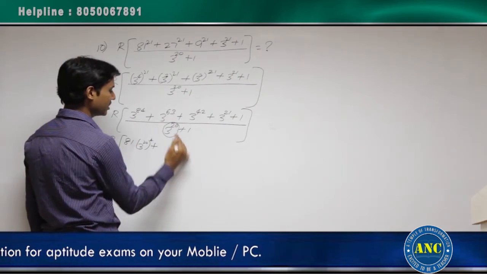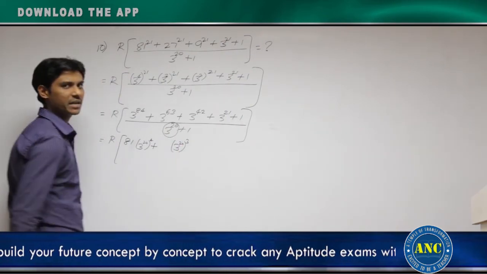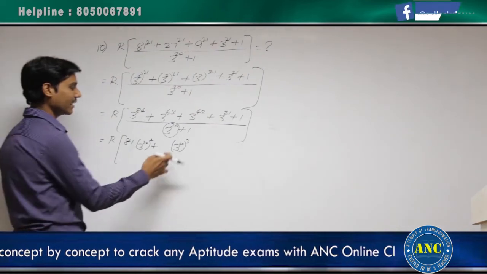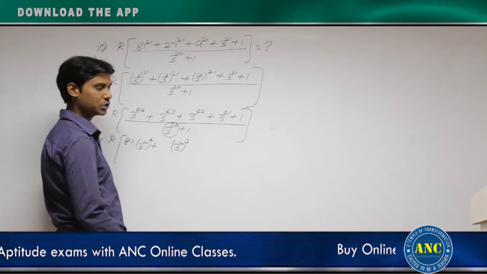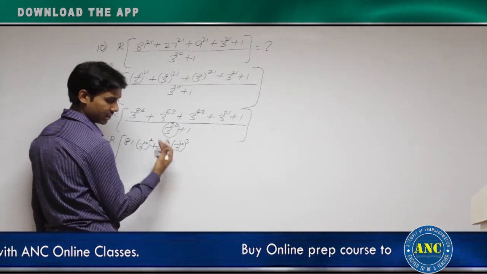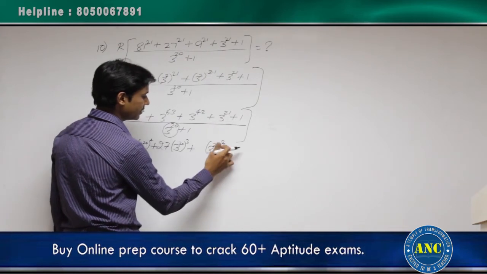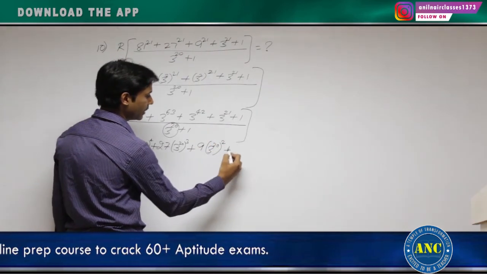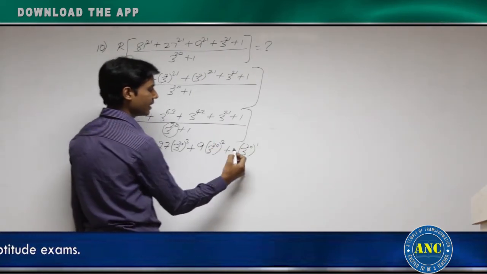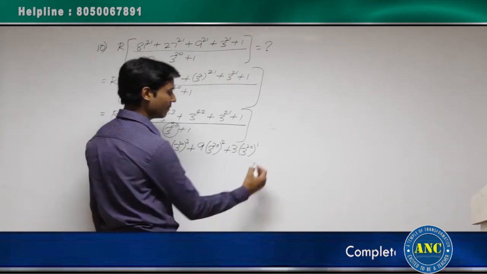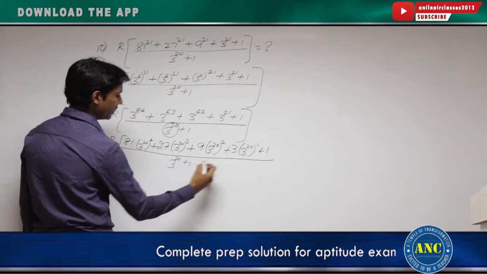Similarly, 3 power 63. Express it with 3 power 20. It can be written as 3 power 20 whole power 3. This becomes 3 power 60, but here it is 3 power 63. Another 3 power 3 should be multiplied. 3 power 3 is 27. This is 3 power 20 whole square, which is 3 power 40. Another 3 square is pending. 3 power 20 whole power 1 is 3 power 20, but here it is 3 power 21. Another 3 power 1 is remaining. Plus 1. Whole thing divided by 3 power 20 plus 1, right?